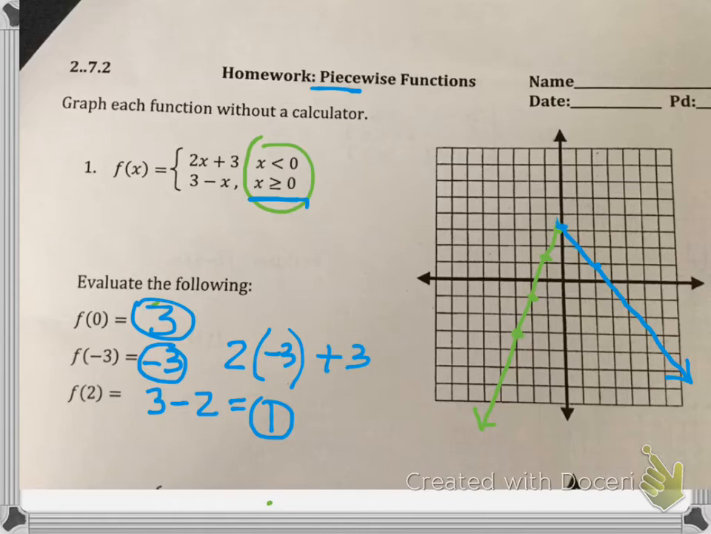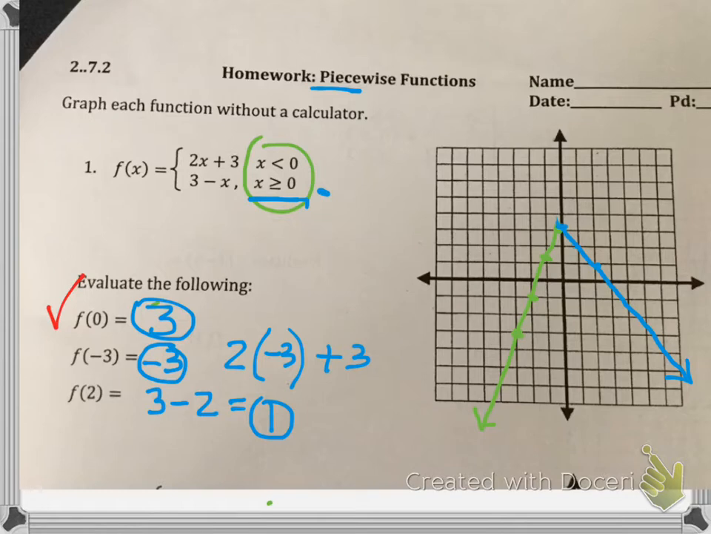The other part is evaluating. So this one says f of 0. So where do the restrictions equal 0? Or where is 0 involved? Well, it's the bottom one. So all you do is plug in 0. 3 minus 0 is 3. That's how I got that answer, 3.